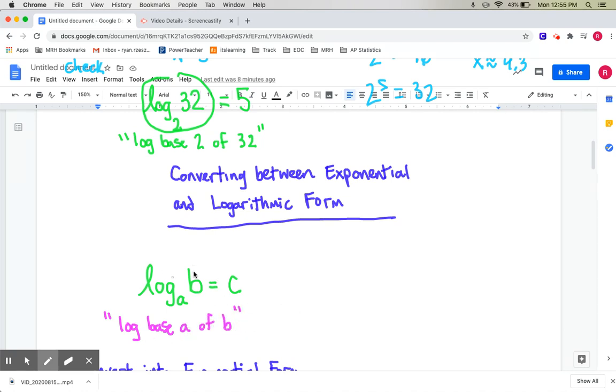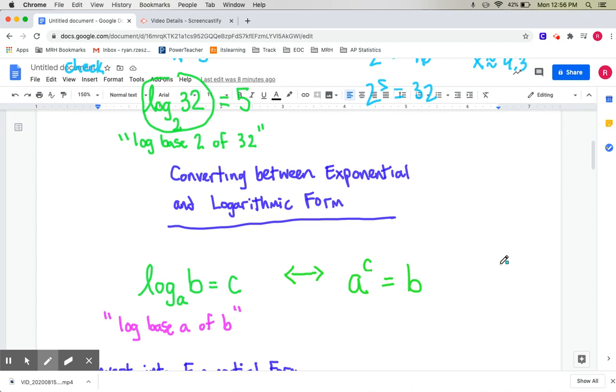So I've got this going on right here. This problem, this logarithmic notation, is equivalent to the following exponential equation. It's going to be A to the power of C equals B. Now, this all is probably pretty confusing right now, but I promise you this will end up being actually something very easy once you learn how to convert back and forth between these two forms.